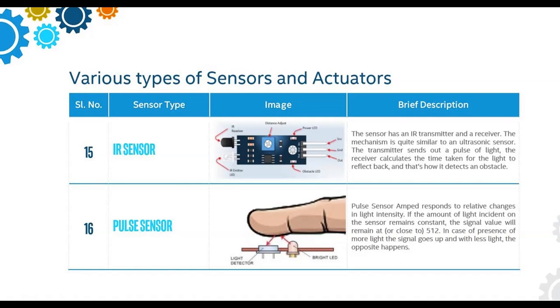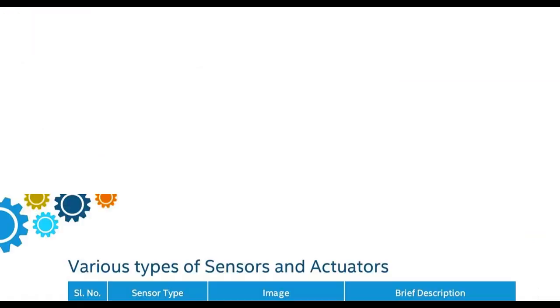We can use the light detector, we can use the bright light, and it will generate the light, and then it will get reflected because of your finger on that particular light, and the light detector will detect that particular value and convert it into the form of pulses, or the output in the form of an electrical signal. So this is nothing but a pulse sensor.